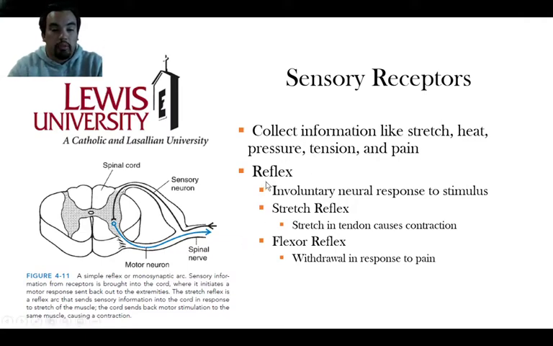These stimulate reflexes. A reflex is an involuntary neural response to a stimulus. We have the stretch reflex and then the flexor reflex. The stretch reflex is what happens in the tendon and it causes a contraction. This is what you see when someone hits that hammer on the kneecap, on that patellar tendon. It causes a stretch because you hit it in the middle, right?